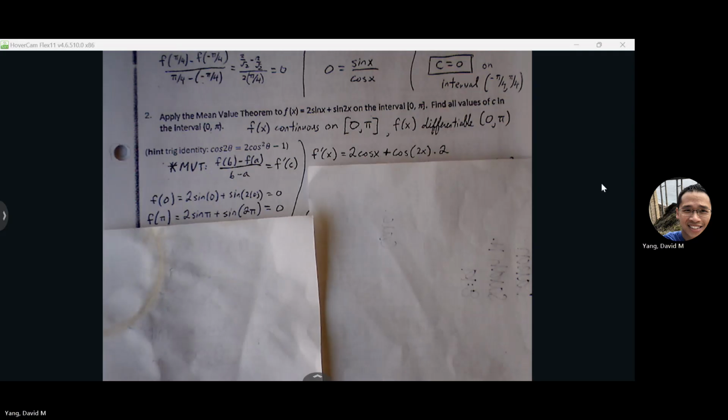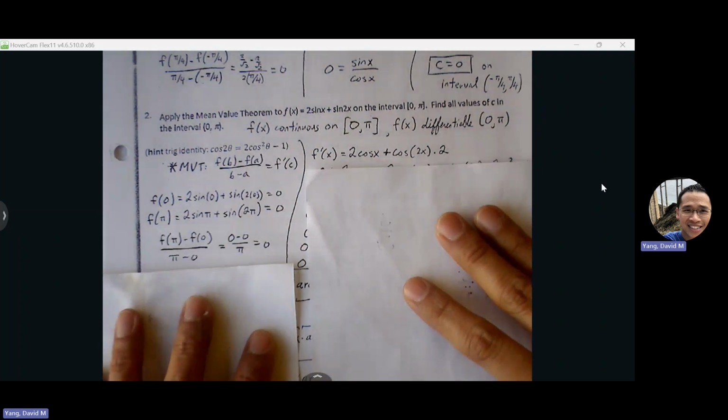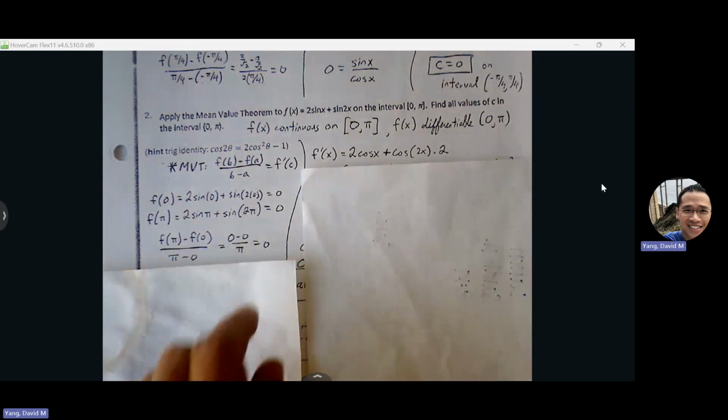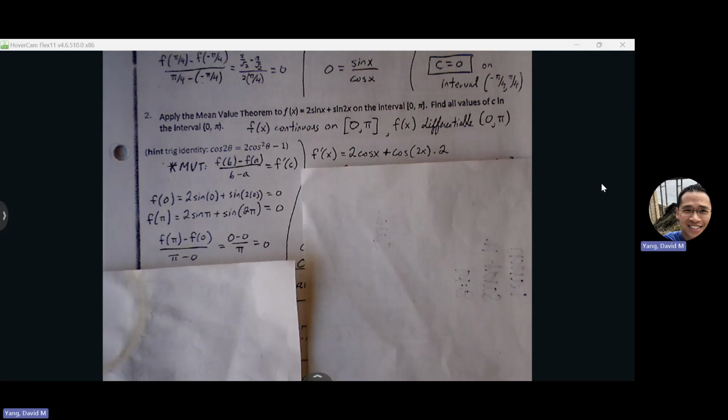All right, next step. We have our derivative function, we have our slope, and we're just going to set them equal to each other. Now, the cosine of 2x times 2, we have to do a little bit of work there to get this into something that's a little bit easier to work with. We have that trig identity that can expand that cosine 2x into something that is more manageable in terms of factoring. So we're going to replace cosine of 2x with 2 cosine squared x minus 1.